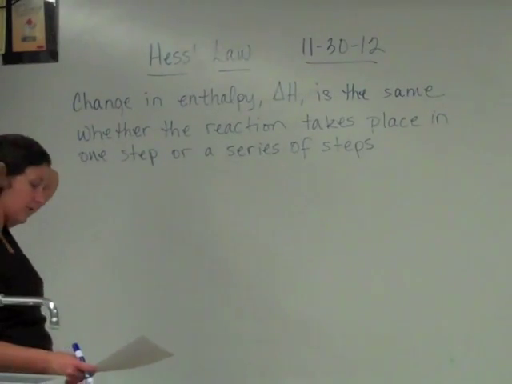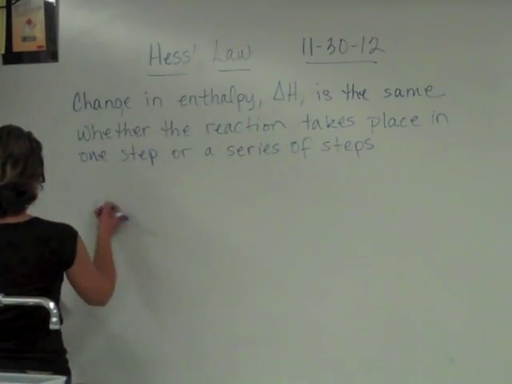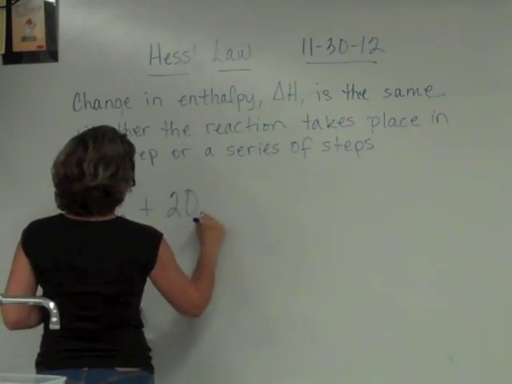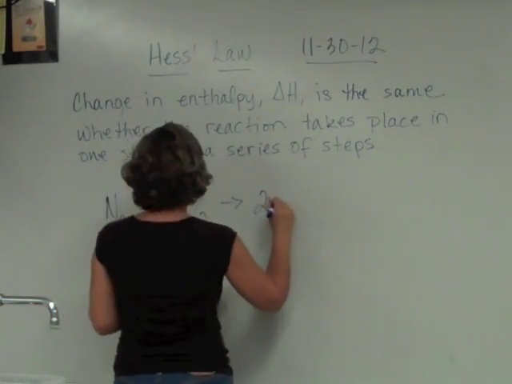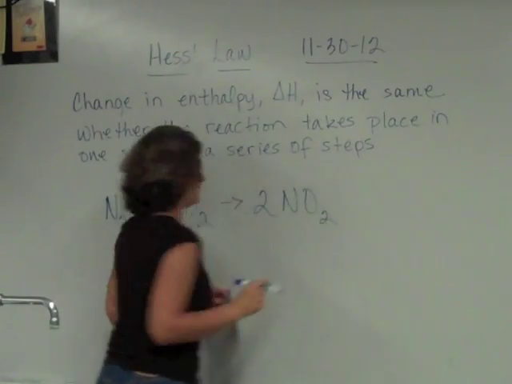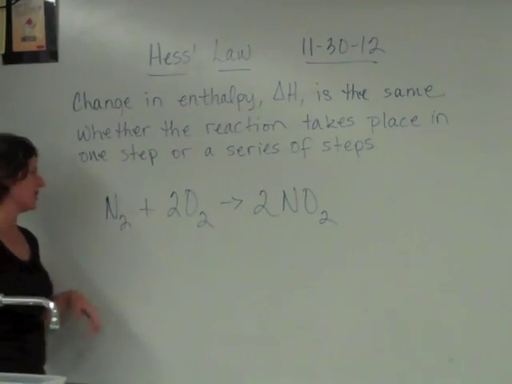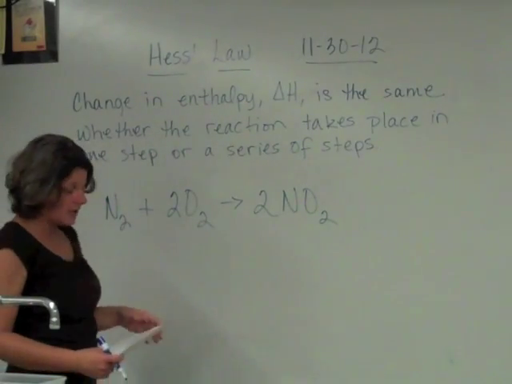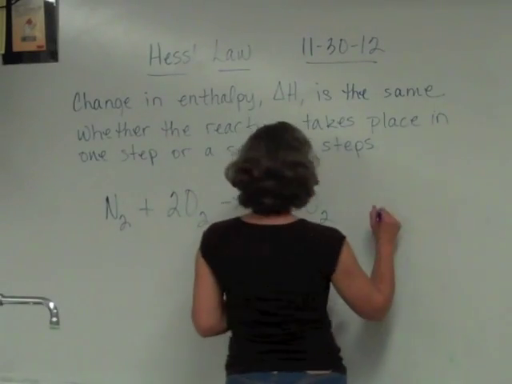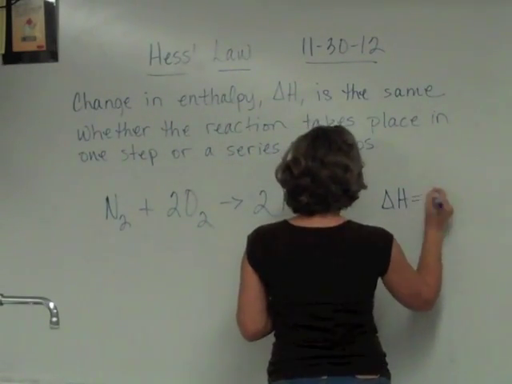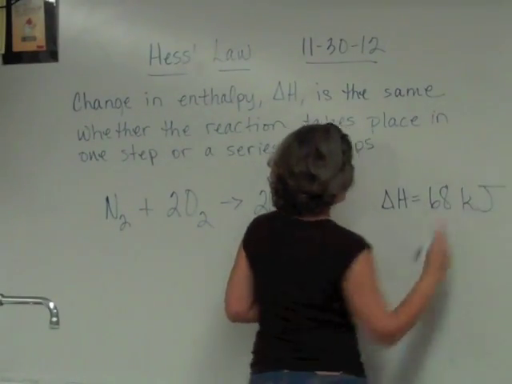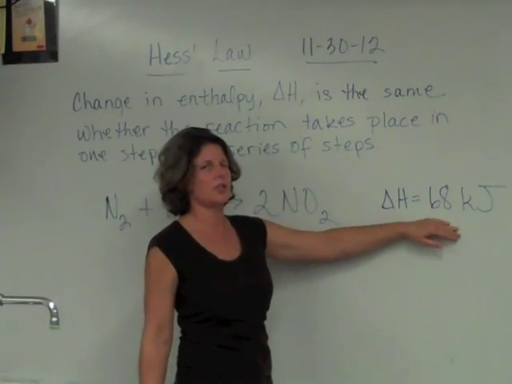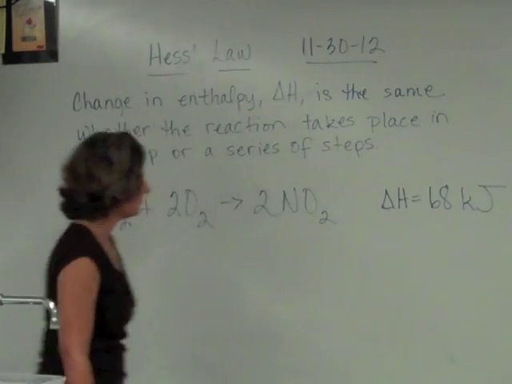All right, so let's look at a reaction. We've got nitrogen gas plus 2 moles of oxygen gas react to give us 2 moles of nitrogen dioxide. Okay, so 1 mole of nitrogen reacts with 2 moles of oxygen to give us 2 moles of nitrogen dioxide. And the heat associated with this reaction, delta H, is equal to 68 kilojoules. Endo or exothermic? Endo, delta H is positive. Endothermic. Okay.